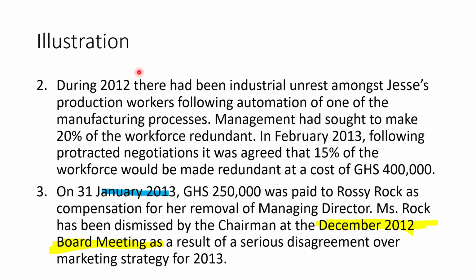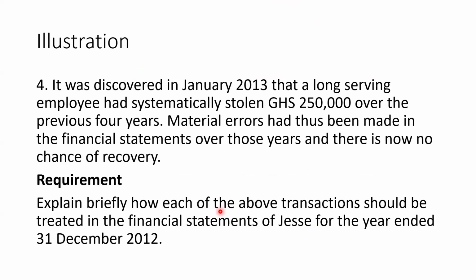Good. We move. The final one for this question, Mr. Morrison. It was discovered in January 2013 that a long-serving employee had systematically stolen 250,000 cedis over the previous 4 years. Material errors had been made in the financial statements over those years, and there is now no chance of recovery. Requirements: this is the requirement for the whole question.